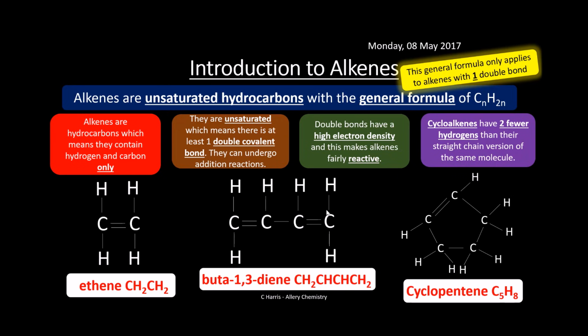You also get cycloalkenes as well, and these have two fewer hydrogens than their straight chain counterparts. The main reason is because the whole thing loops back on itself, and we're using up space where there would have been hydrogens in a straight chain to join onto another carbon. So this is cyclopentene, C5H8, so just watch out for them as well.